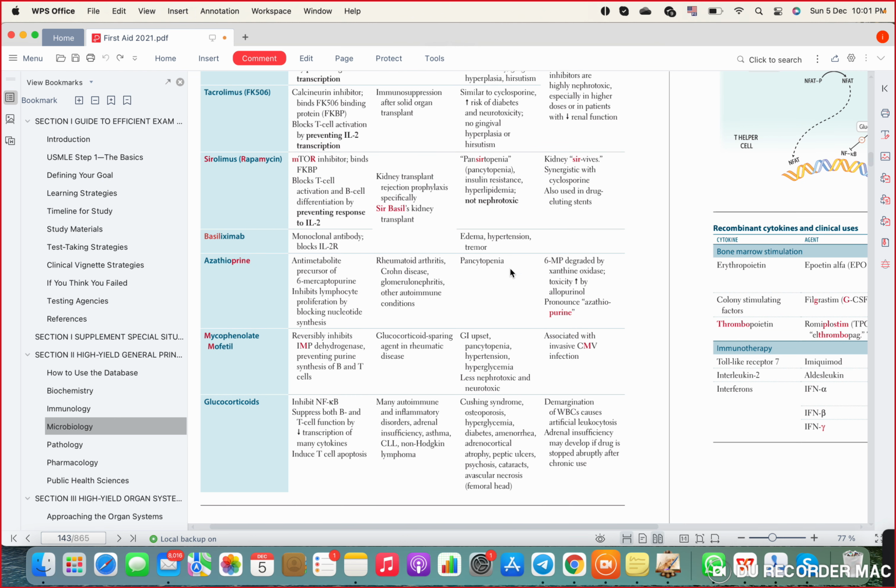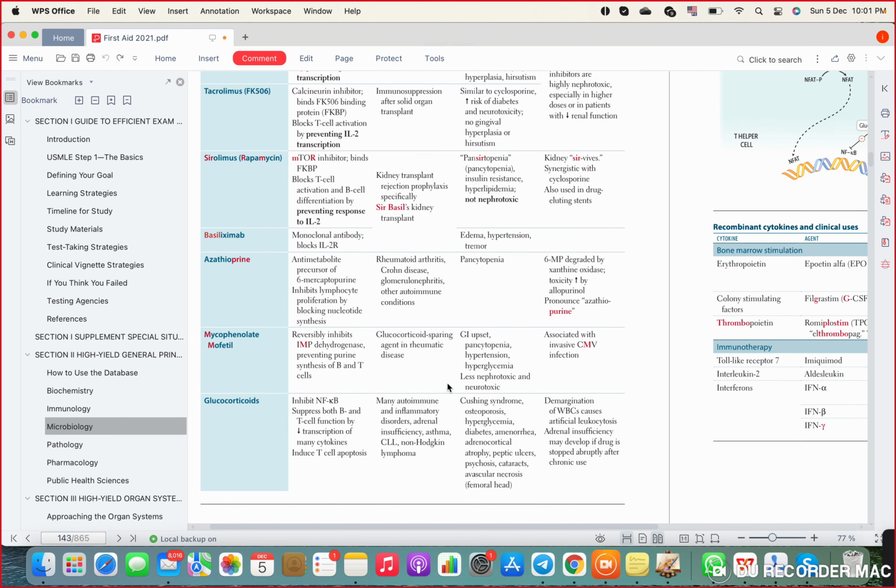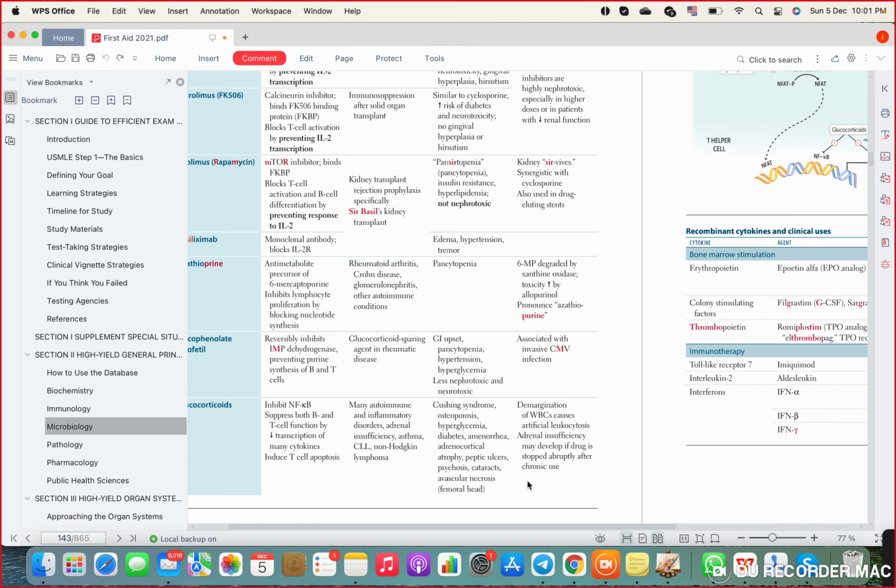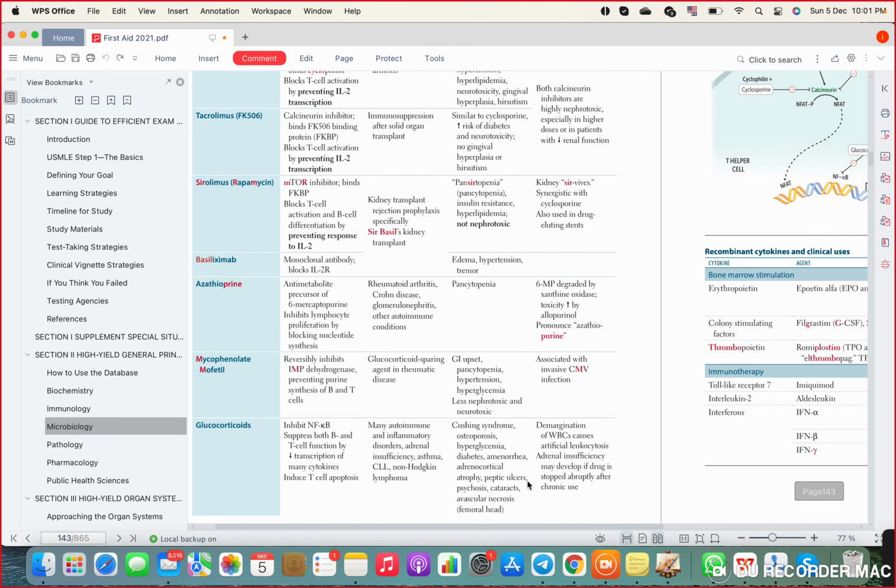And also you need to know about the steroids and their avascular necrosis, where it is. I cannot find. Oh, here it is. Avascular necrosis of the head of the femur. That's super important, okay? Yeah, okay, doc.